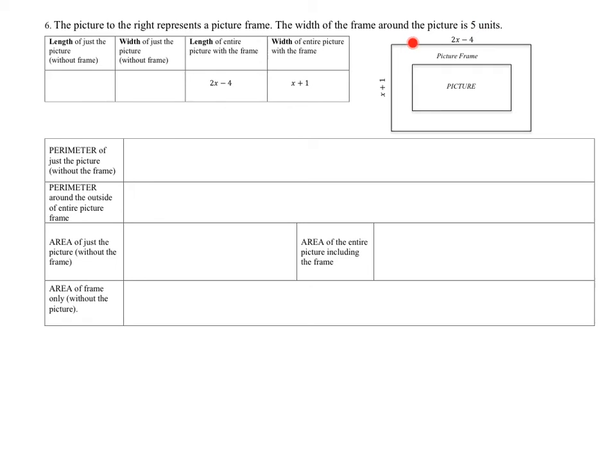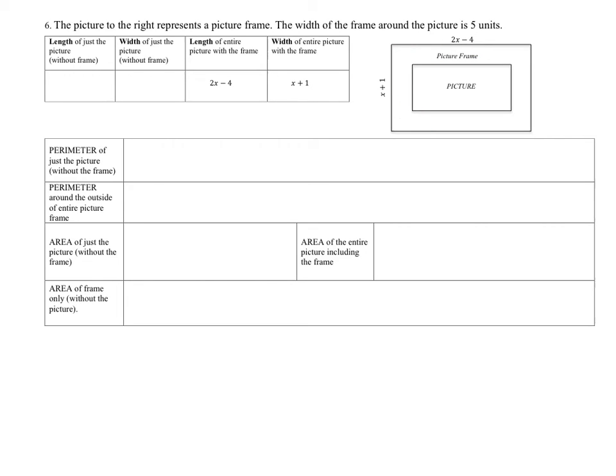Then I've given you the length of the entire picture with the frame, okay? So now what I want here is the length of just the picture. So I want this piece. I want you to think about how much less this piece is than this piece. Well, I just said that the width from here to here was what? 5, which would mean the width from here to here is 5. So this is 5. All the way around, it's 5 units.